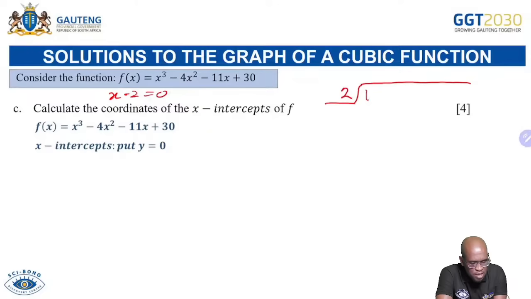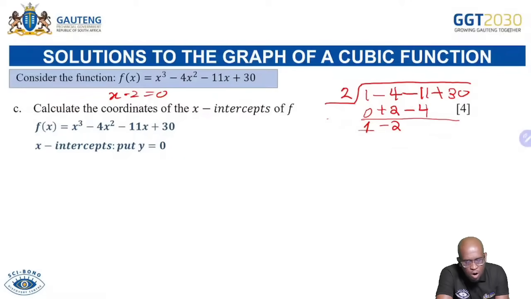So taking the coefficients 1, negative 4, negative 11, plus 30. If we start, we're using synthetic division. So we always start with a 0 there. 1 plus 0, that is 1, times 2, that is positive 2. All right. And then negative 4 plus 2, that is negative 2. Negative 2 times 2, that is negative 4. Negative 11 minus 4, that is negative 15. Negative 15 times 2, that is negative 30. And then this becomes 0, which means that this is our x squared, this is our x.